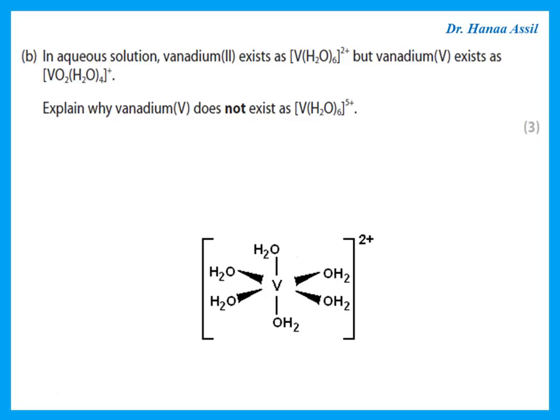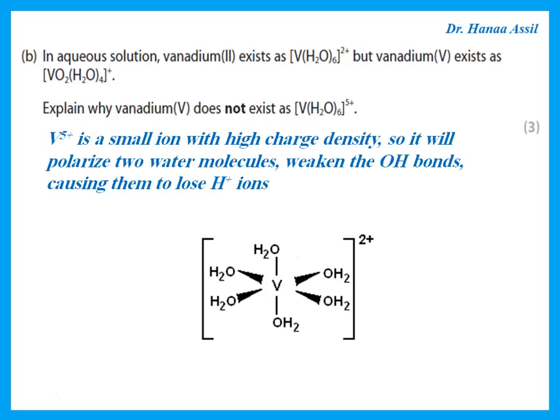But if I have vanadium(V), I cannot put 6 water around it because vanadium(V) is a small ion with a high charge density. So it will polarize 2 water molecules, weaken the O-H bonds, causing them to lose H+ ions. So you don't have 6 water, you have only 4 water around.